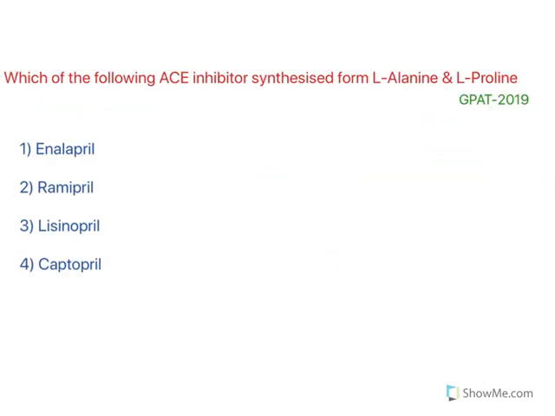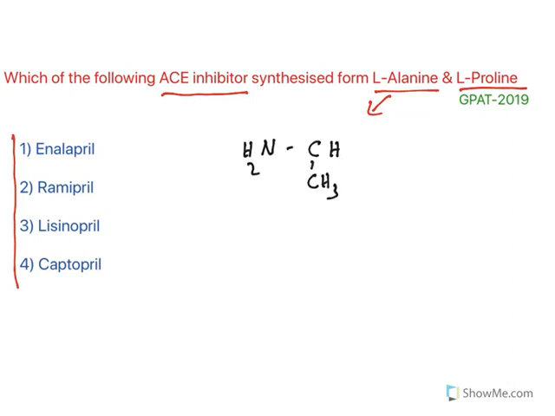Moving further. Now, which of the following ACE inhibitors is synthesized from L-alanine and L-proline? All of them are ACE inhibitors. Now, we need to understand this. L-alanine is an amino acid. Its structure is NH2, CH3, CH, CO, OH. The reason we call it an amino acid is that it has an amine group and an acid group. This is the typical structure of alanine.